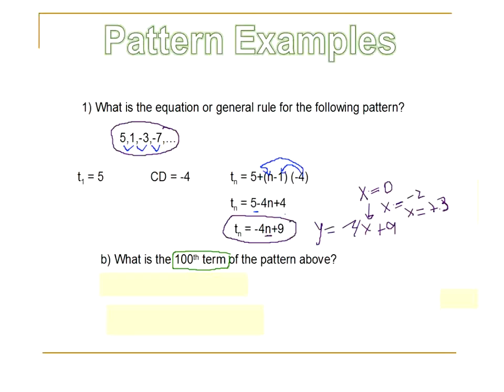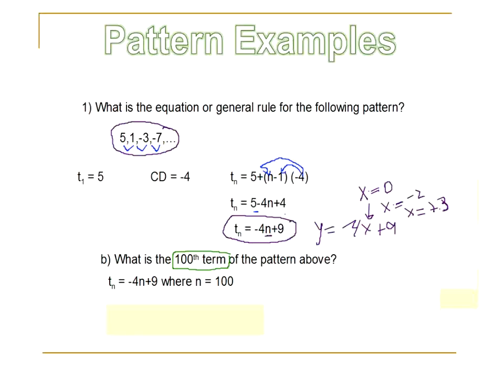I'll say it again. Are there 100 spaces in this pattern? Or is it asking how many numbers do I write down until I write the number 100? And what this is saying is, it's asking what is the 100th term. So this is asking what is the 100th number that I write down. I'm not going to write down the number 100. I'm going to write down 100 numbers. And so this means n equals 100.